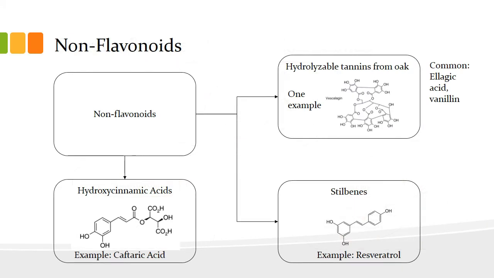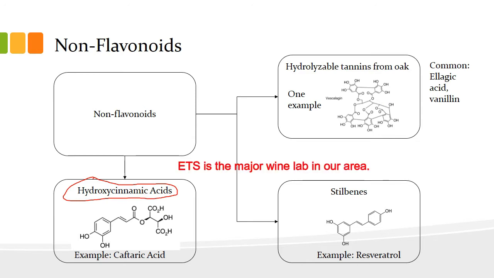Here are the non-flavonoids, and they're broken down into 3 categories. I want to tell you a little bit about each one of these categories, okay? The first category is hydroxycinnamic acids. These are important because they are antioxidants, and you hear them a lot when you look at the literature. If you ordered an analysis of phenolic compounds from ETS, you would see they would come back and tell you the amount of hydroxycinnamic acids in your wine.